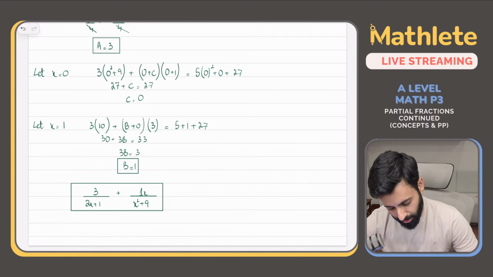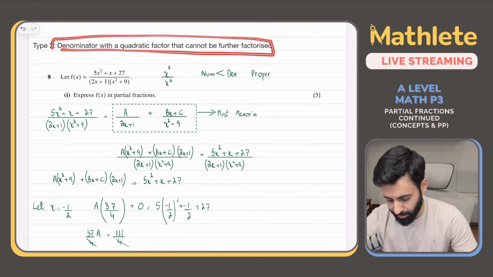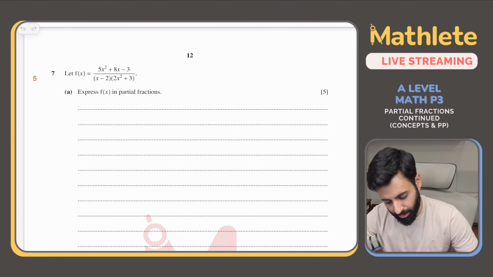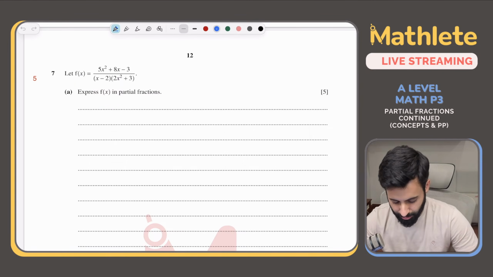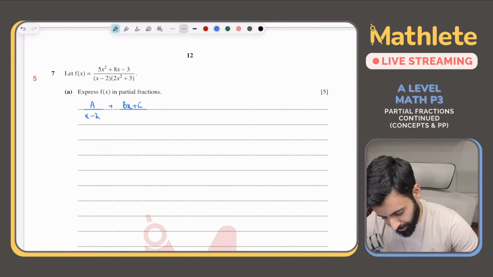Okay, so let's go back to the notes. Denominator with a quadratic factor which cannot be further factorized, meaning you can't do middle term breaking, you can't use any identity, and you can't take common. Okay, in short, you can't factorize it any further. Okay, so how will I write this? This will be written as a over x minus 2 plus bx plus c over 2x squared plus 3.